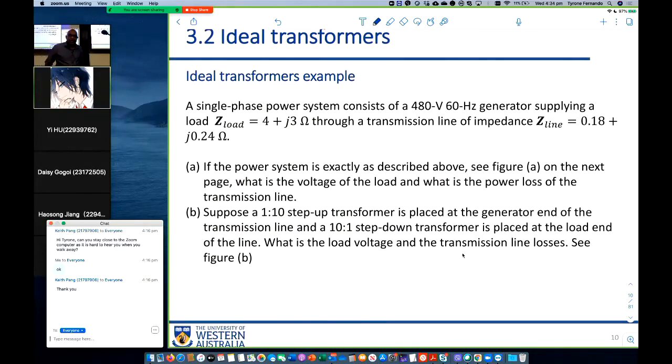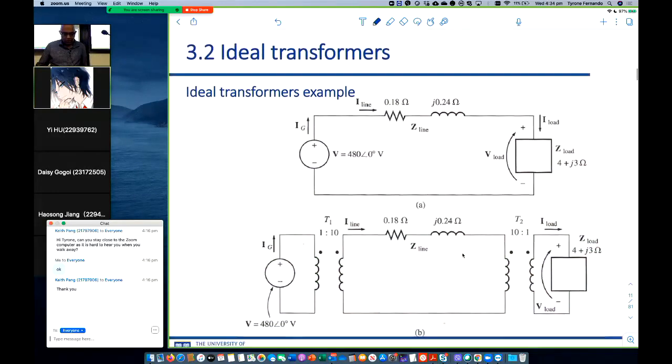So let's look at an example. A single phase power system consists of a 480 volt 60 hertz generator. So 480 volts is the source voltage that is connected to the primary terminal of the transformer, supplying a load, Z load 4 plus j3, that's the load Z, right, connected to the secondary terminal of the transformer through a transmission line impedance, Z line equal to 0.18 plus j0.24.